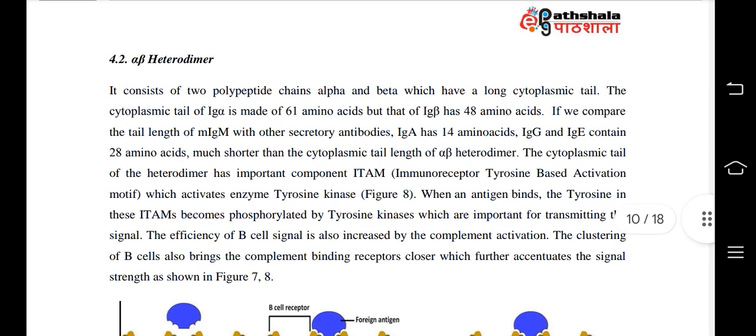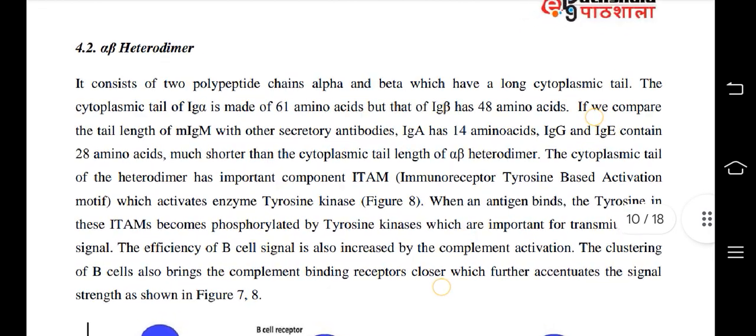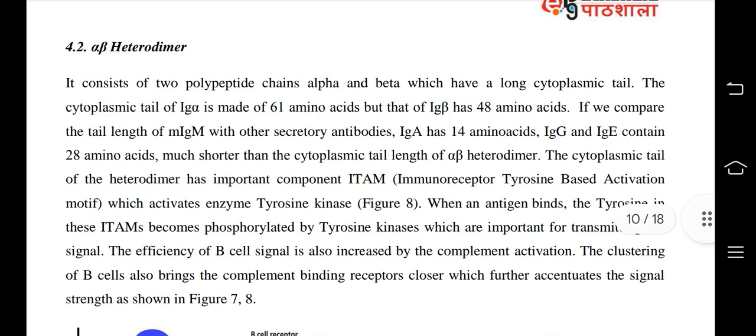Then, the Ig alpha beta heterodimer. It consists of 2 polypeptide chains, alpha and beta, which have a long cytoplasmic tail. The cytoplasmic tail of Ig alpha is made of 61 amino acids, but that of Ig beta has 48 amino acids. If we compare the tail length of mIgM with other secretory antibodies, IgA has 14 amino acids, IgG and IgE contain 28 amino acids. These are much shorter than the cytoplasmic tail length of the alpha beta heterodimer.